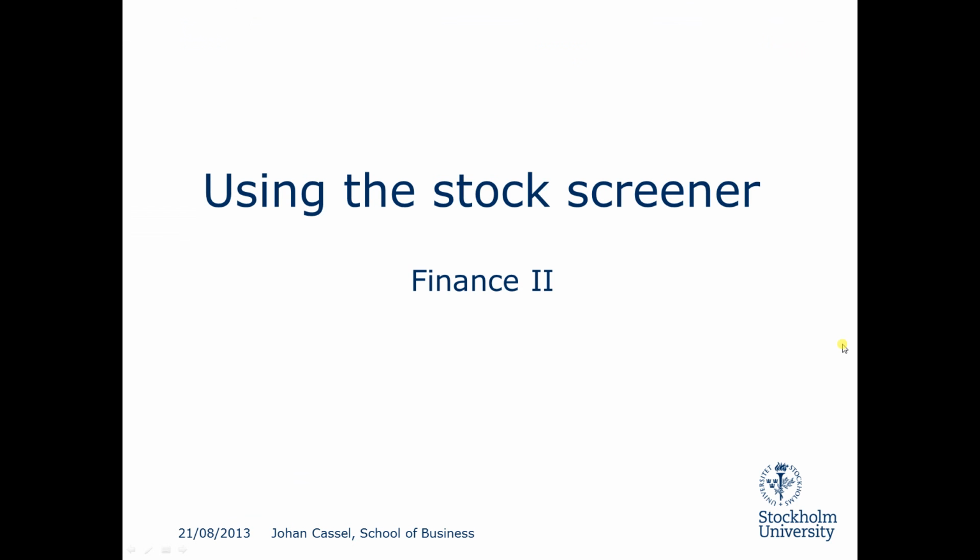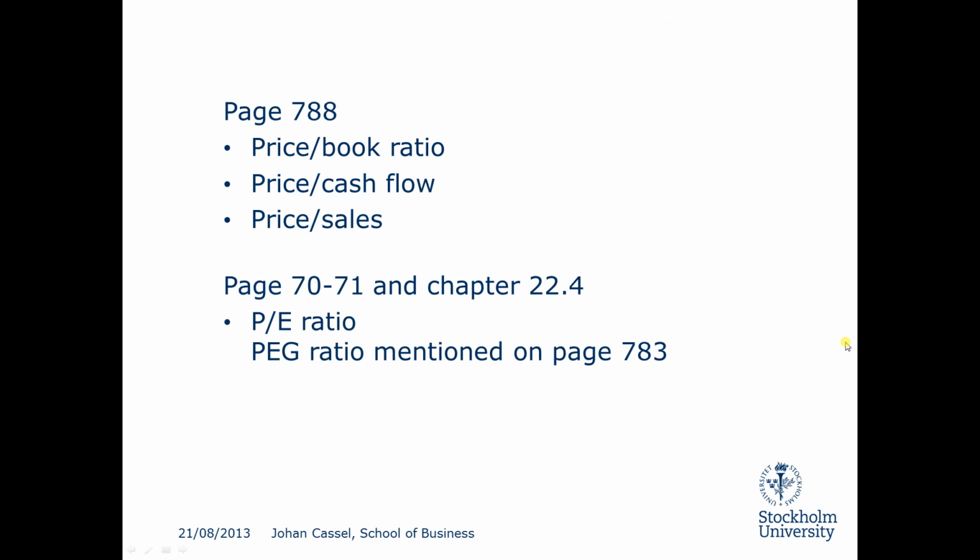Now I'm just going to show you that if you would like to read about this valuation that I used, then on page 788 you can find the price to book ratio and the price to sales ratio. There's also a little bit of information about price to cash flow, but the Yahoo screener didn't have that one. And you can read quite a lot about the P/E ratio. They first mention it on pages 70 to 71, and then you have it in chapter 22.4. The PEG ratio is only briefly mentioned, but you can still find it on page 783.